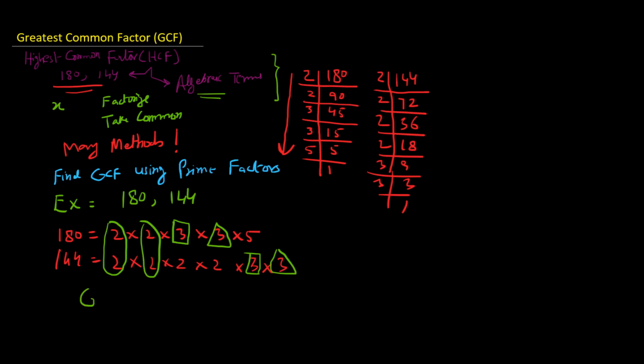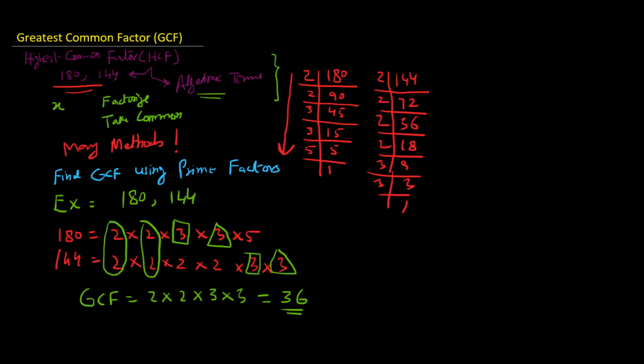So our greatest common factor, because these are the factors which are common, will be the product of these 4 numbers. So we multiply 2 from this pair, 2 from the second pair, 3 from this pair and 3 from this pair. 2 into 2 is 4, into 3 is 12, into 3 is 36. So 36 is the answer.